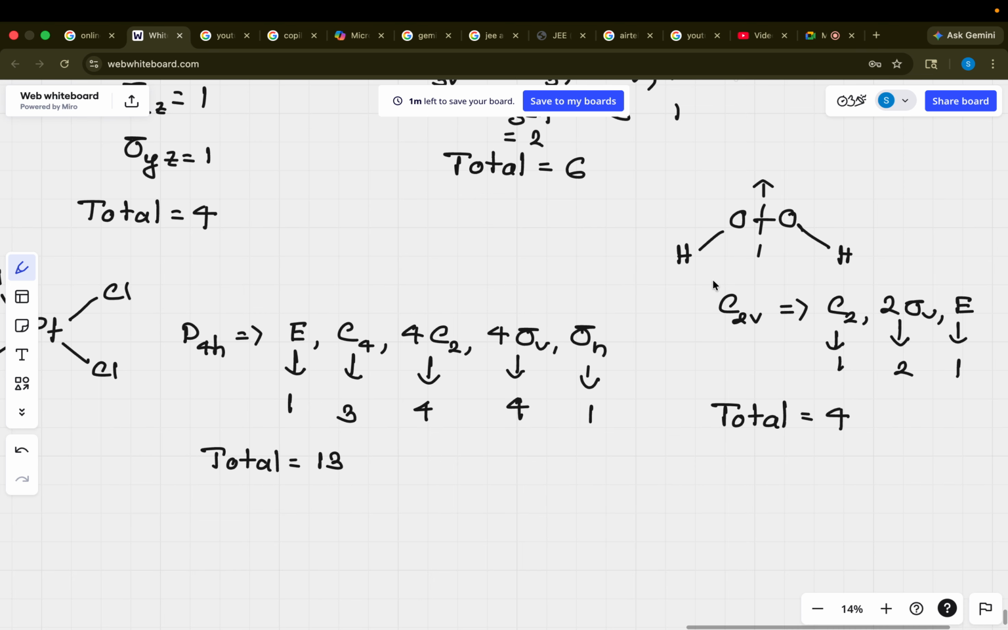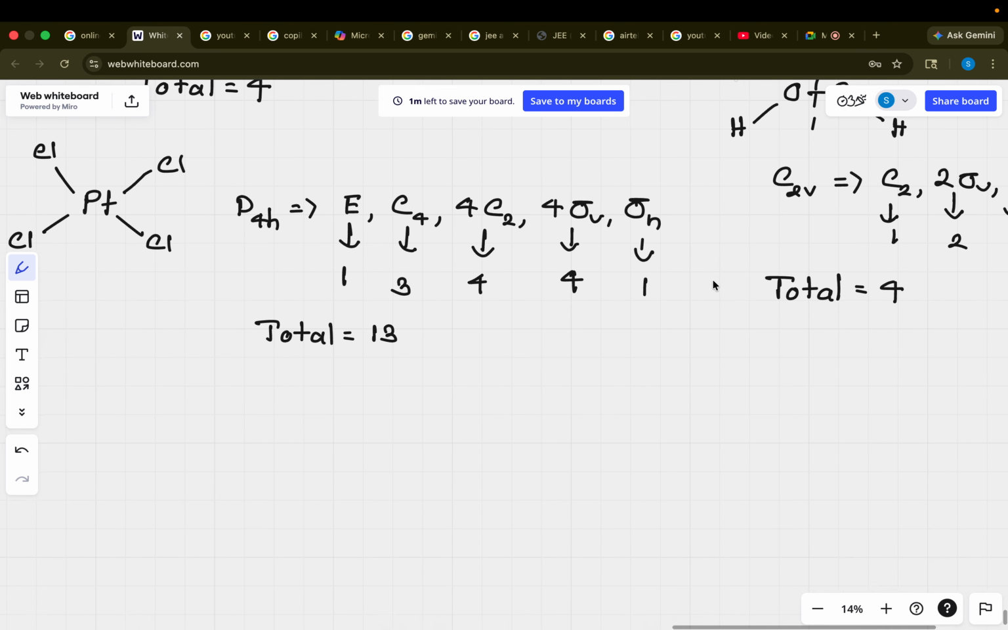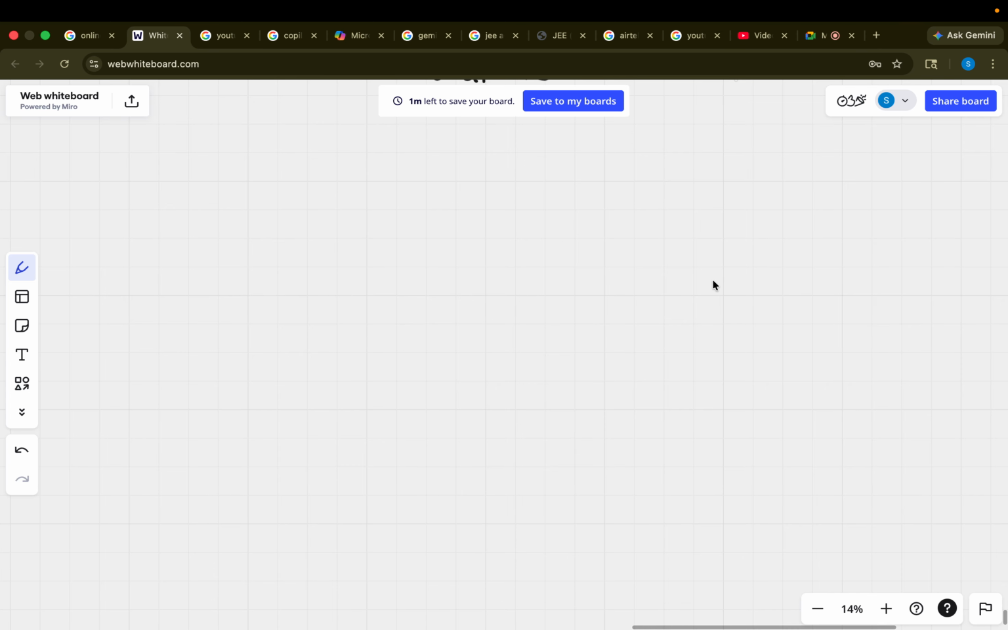Okay, so that is the thing. And now one thing remains here. Suppose you know how to find out the point group now. We know how to find out the point group, and we have to know how to find out the order of the point group, because that will be helpful when we do applications of that.